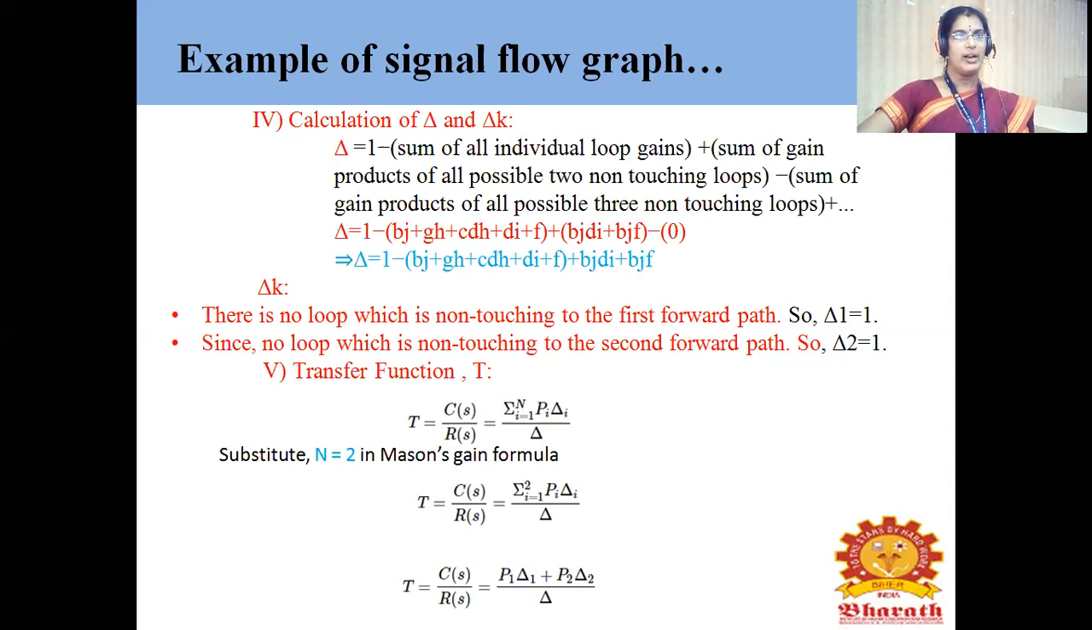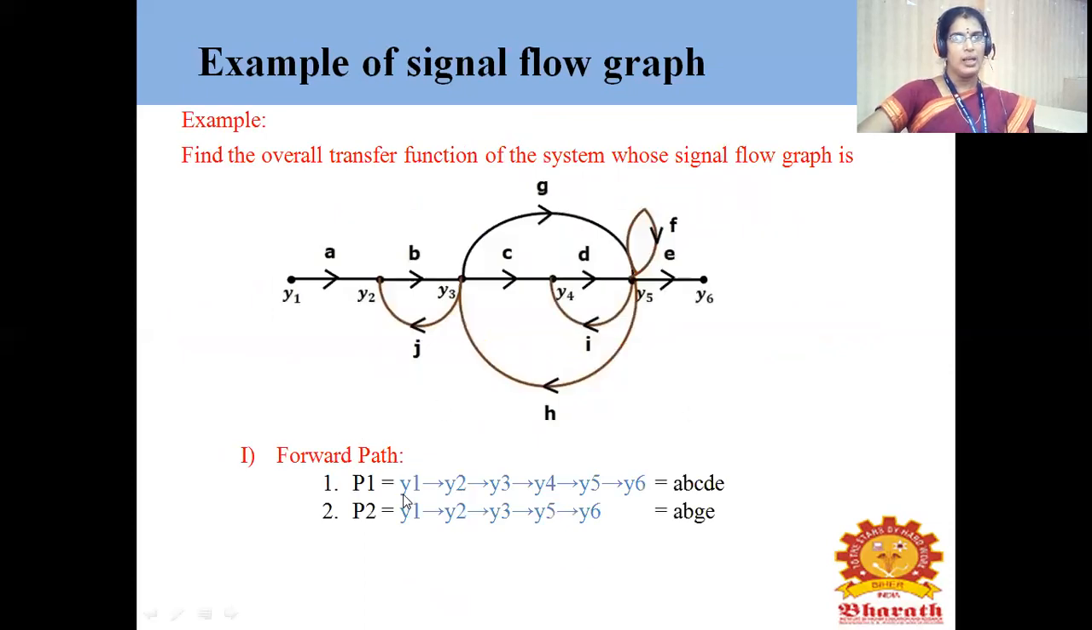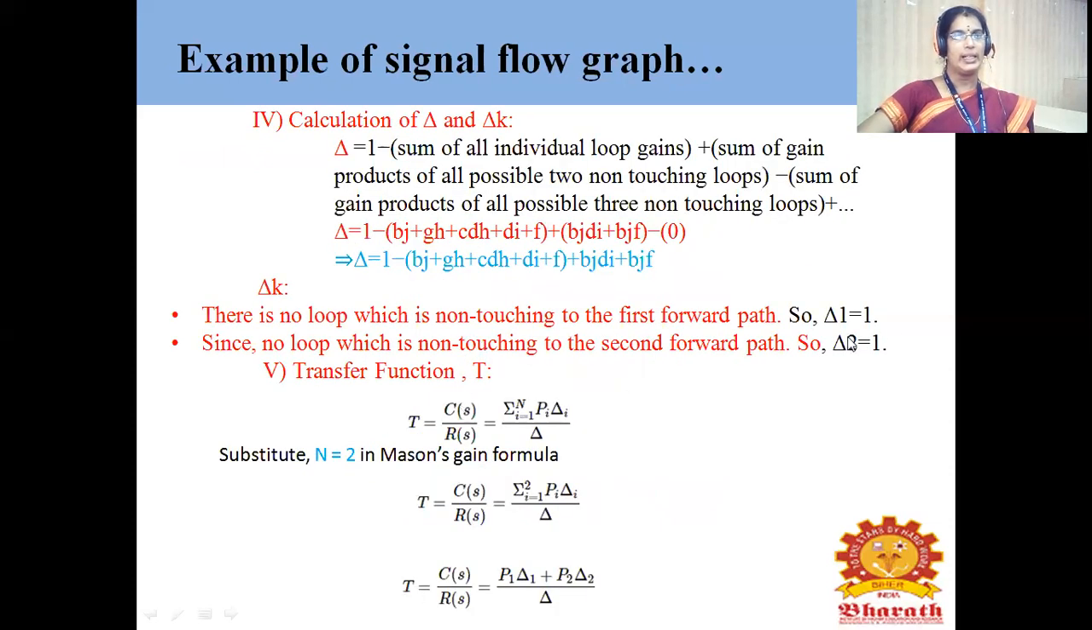If you are considering the first forward path, see, all the nodes are in contact with the first forward path: Y1, Y2, Y3, Y4, Y5 and Y6. So if all the points are connected, then delta 1 will be considered as 1. Okay, similarly, if you are considering P2, you are seeing here Y1, Y2, Y3, Y5 and Y6. If you are taking this loop, it is connected with Y4. So that is also having connection with all the nodes. So at that time, we will be taking the delta value, del 1 is equal to 1 and delta 2 is equal to 1. So that's what I have described here. There is no loop which is non-touching to the first forward path.